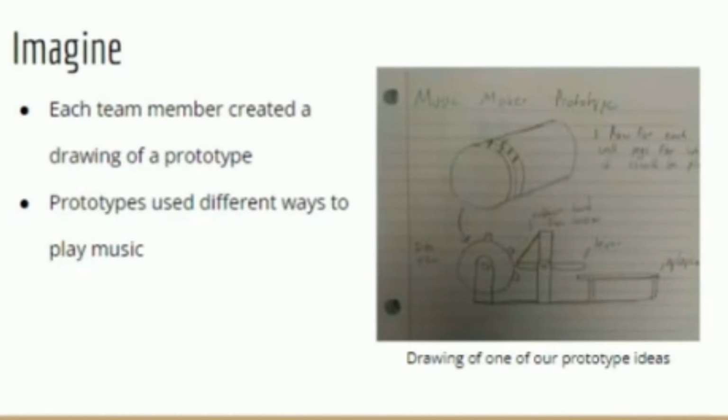The next step in the engineering design cycle is to imagine. So for each group member, we all drew a prototype of what we thought we could do for our project and what we thought would be a good idea for a music maker. And then we went through all our prototypes as a group. They all had different ways to play music, and we all came at it from a different angle.